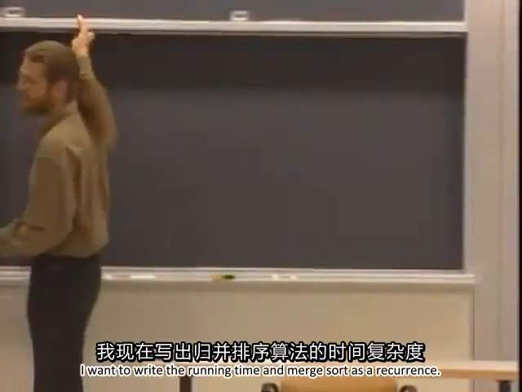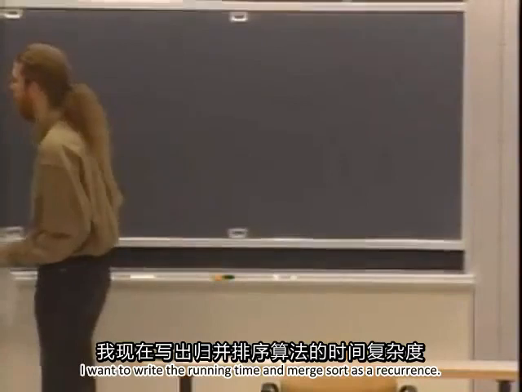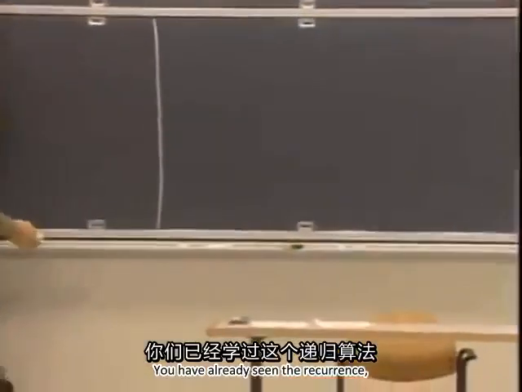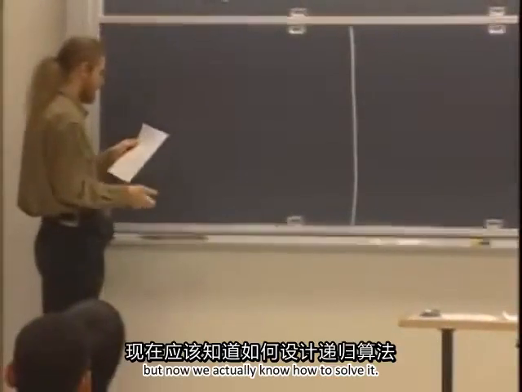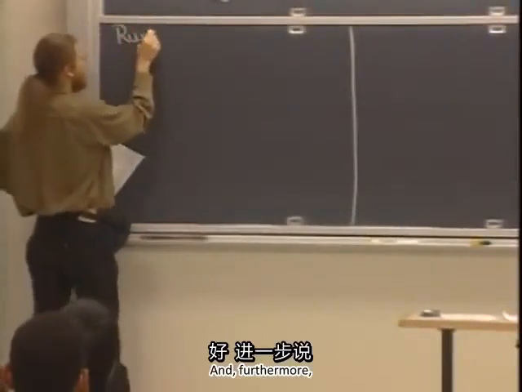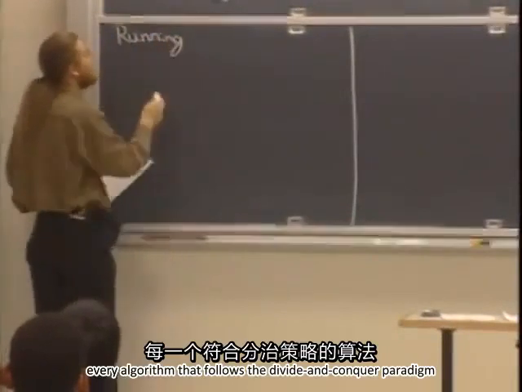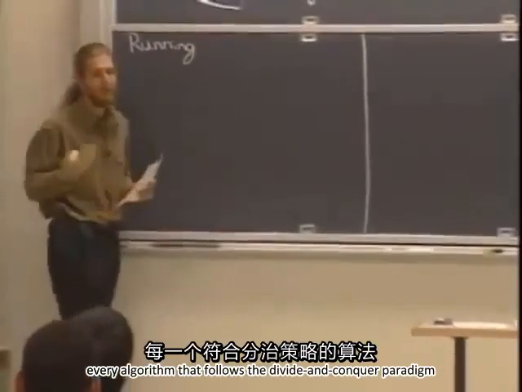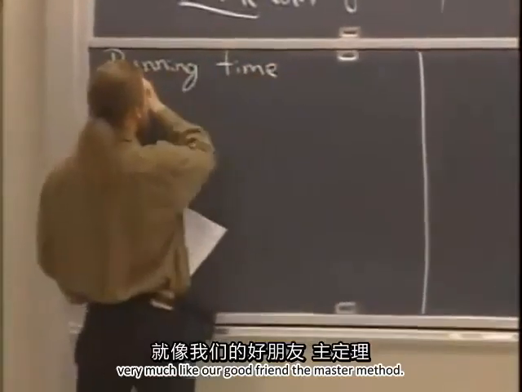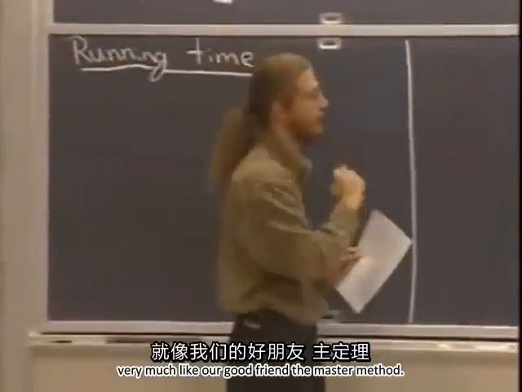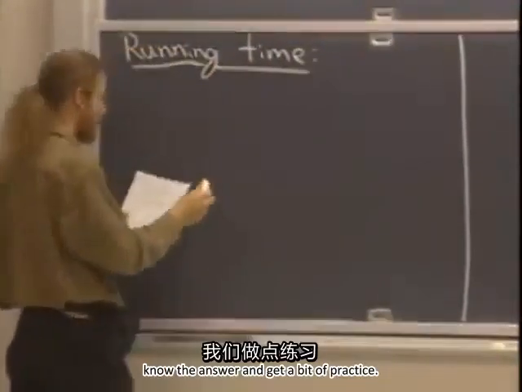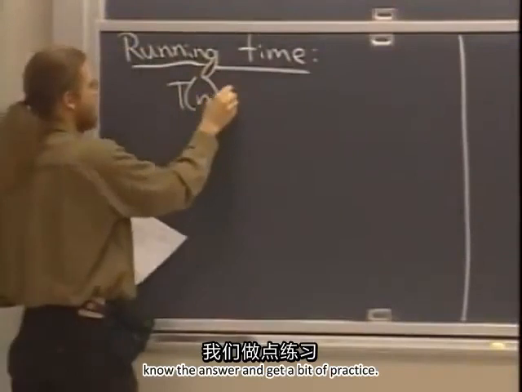I want to write the running time of merge sort as a recurrence. You've already seen the recurrence. You've already been told the solution, but now we actually know how to solve it. And furthermore, every algorithm that follows the divide and conquer paradigm will have a recurrence of pretty much the same form, very much like our good friend the master method. So let's do it for merge sort where we already know the answer, to get a bit of practice.